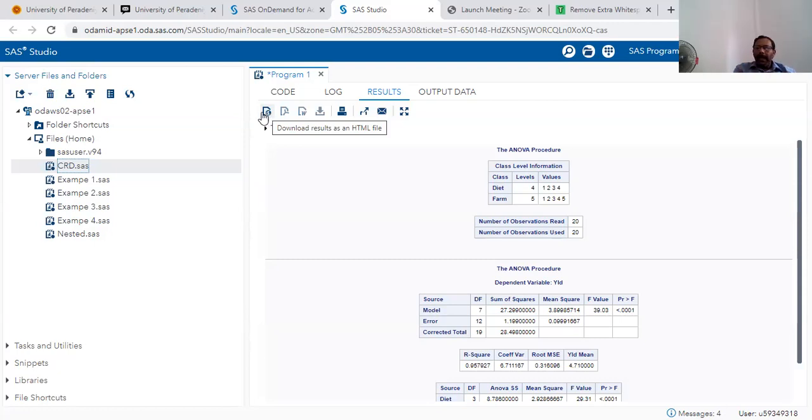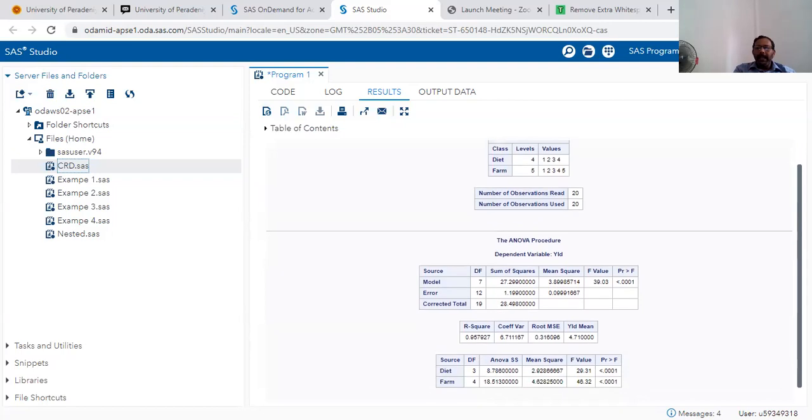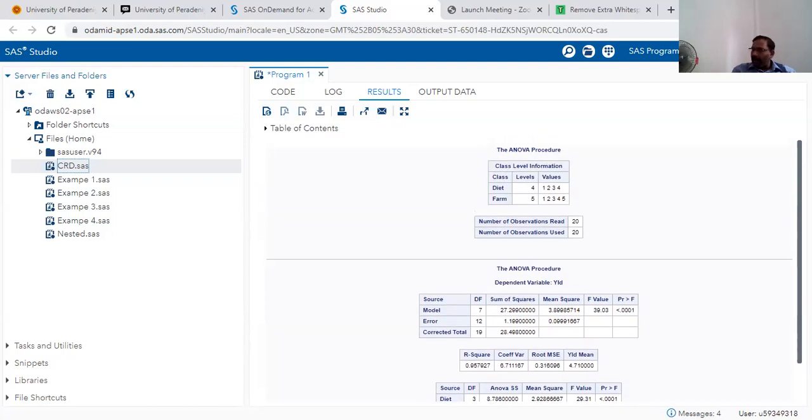Now, as usual, we can explain the rest of the information in the output. Here, this is the first box. It's indicating the levels of diet and the levels of farm, how many diets and how many farms there are, and the categories of diet and farm. So 1, 2, 3, 4 is the diet, and 1, 2, 3, 4, 5 is the farm categories. Total number of observations is this.